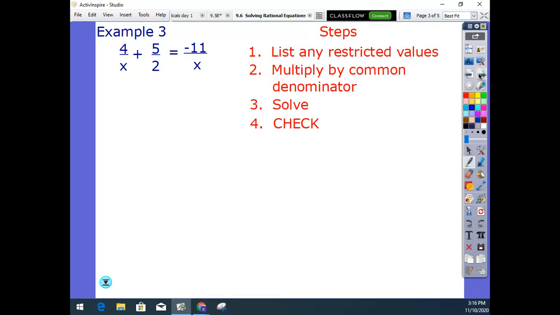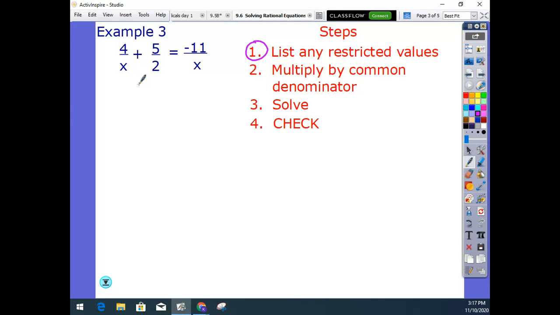All right, this is where it gets a little more complicated. We still start by listing any restricted values. Now think about it this way. When you look at this problem, you notice, first of all, this is different from the first two examples because I don't have one fraction on both sides. I have lots of fractions. And let's be honest, it's the fractions that make this problem hard, right? So let's get rid of the fractions. Let's get rid of the denominator and make the problem easier to solve.